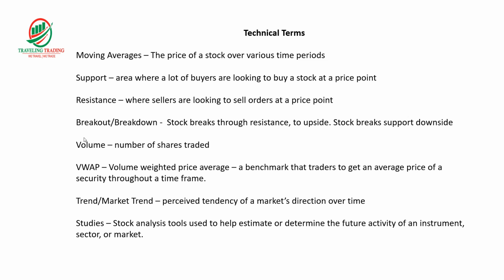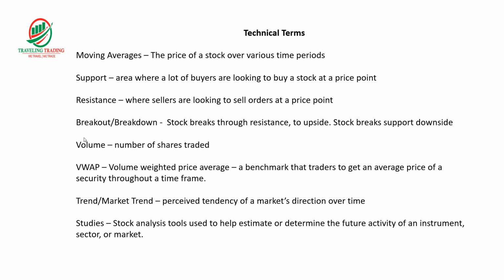There's support. Now, support is the area where a lot of buyers are looking to buy a stock at a certain price point. Then there's resistance, and this is where sellers are looking to sell their orders at a certain price point. So a lot of people that look over charts are looking at things like support and resistance. Okay, so you need to know that a lot of other traders are usually looking at support and resistance lines to kind of determine what they're going to do in their strategy.